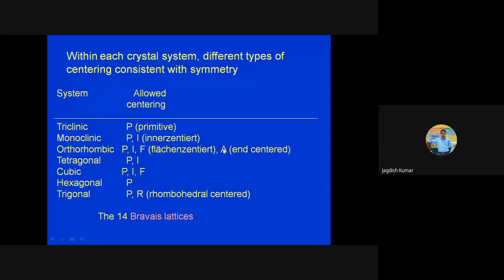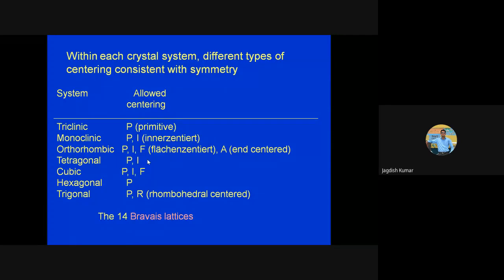Similarly, you have tetragonal, for which only 2 possibilities are there: primitive and body centered. In cubic, you have primitive, body centered, and face centered. Cubic, you have done most of the time. So simple cubic, body centered cubic, face centered cubic. In hexagonal, only the primitive option is there. In trigonal, primitive and rhombohedral centered are there.